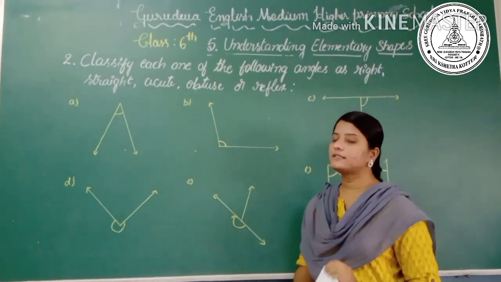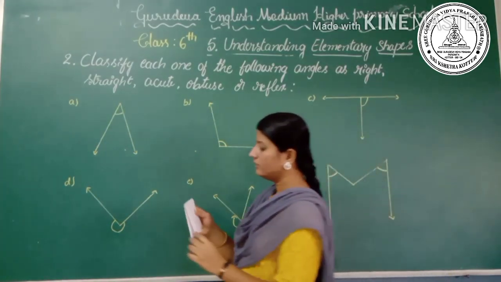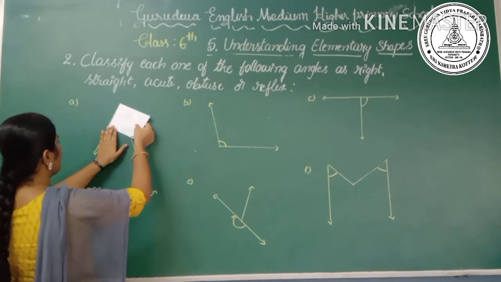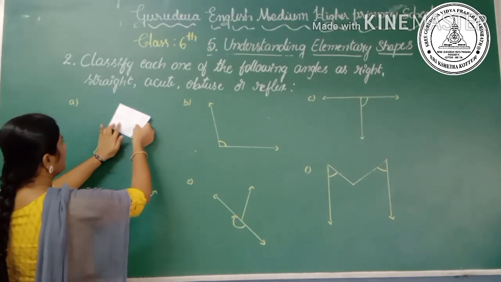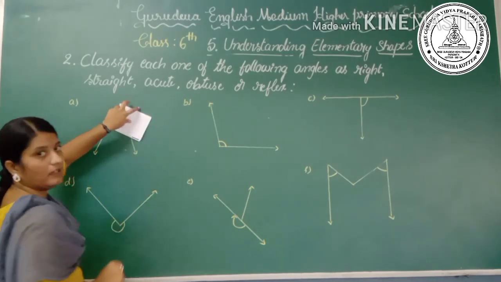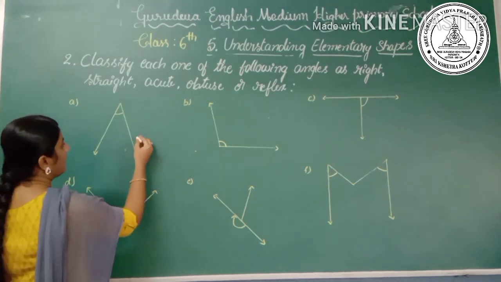The first angle. To classify the angles, I will use a right angle tester. Okay. Yes. See here. I will match one of the edges with the right angle base. Yes. So here there is the other edge. It is less than the right angle. So less than the right angle means it is an acute angle.